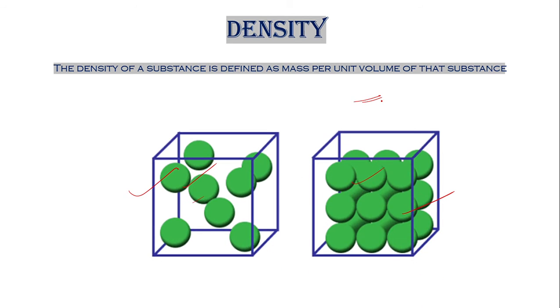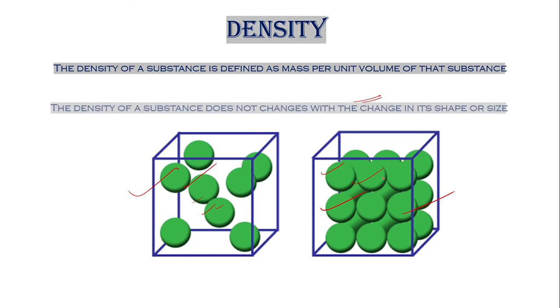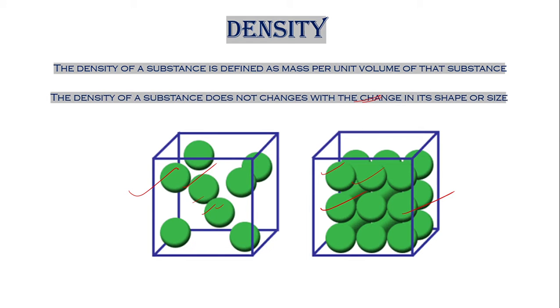All right, the other example would be molecules or particles. So this is a denser particle. A large number of particles are there in this same amount of area as compared to this, so this is denser. Density of a substance does not change with change in shape or size. If you change the shape or size of a body, its density doesn't change.